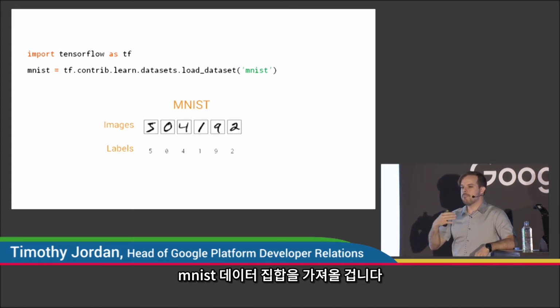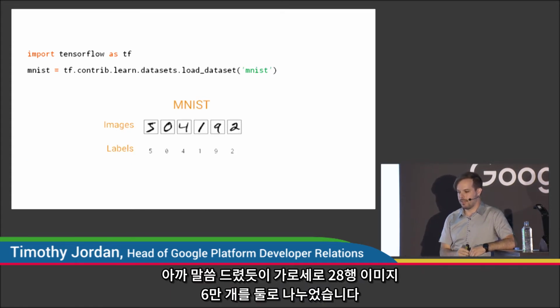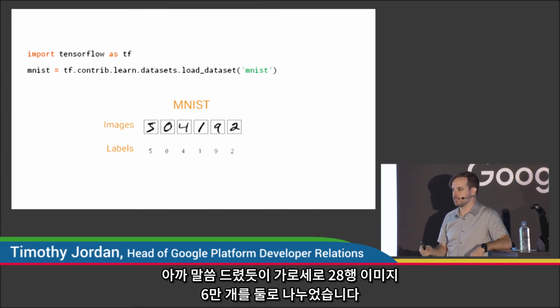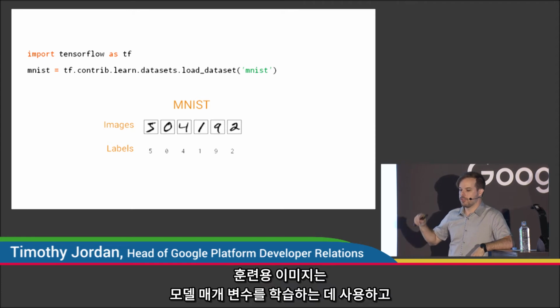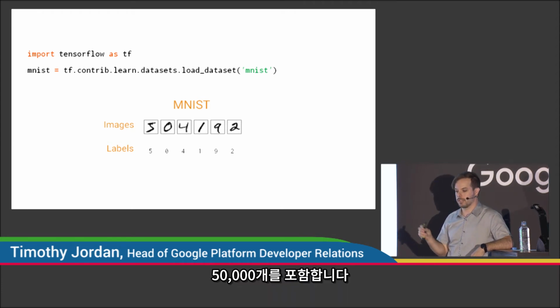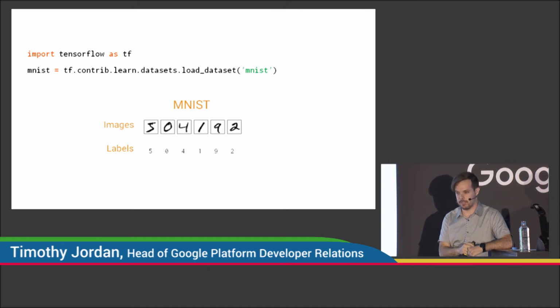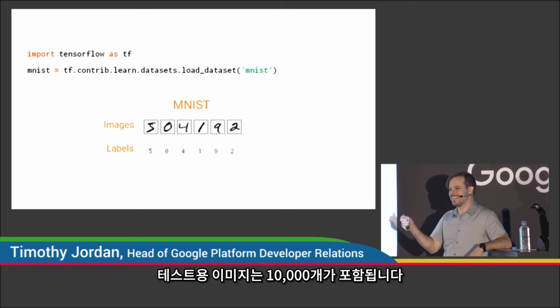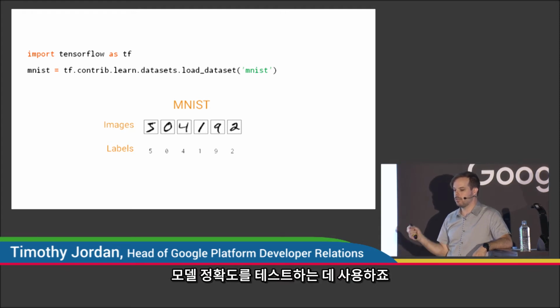First, we're going to import the MNIST dataset. Now, as I mentioned earlier, this contains 60,000 28 by 28 images in two parts. The train, which we'll use to learn the parameters of our model, which contains 50,000 of the images. And the other part is test. It contains the other 10,000 images, and we'll use these to see how accurate our model is.